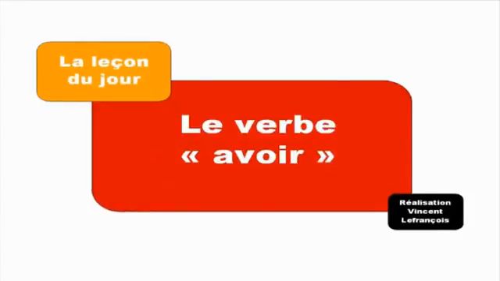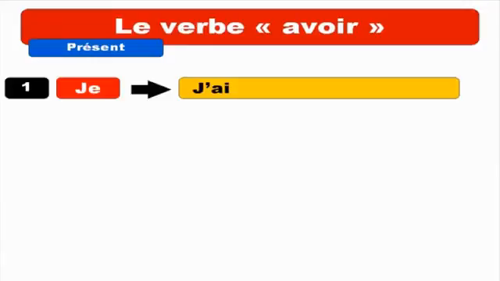Hi everyone and welcome to la leçon du jour, and today we will see le verbe avoir, a quite useful one. So avoir means to have. So let's start with the pronunciation. First form for je is j'ai. Repeat. J'ai.